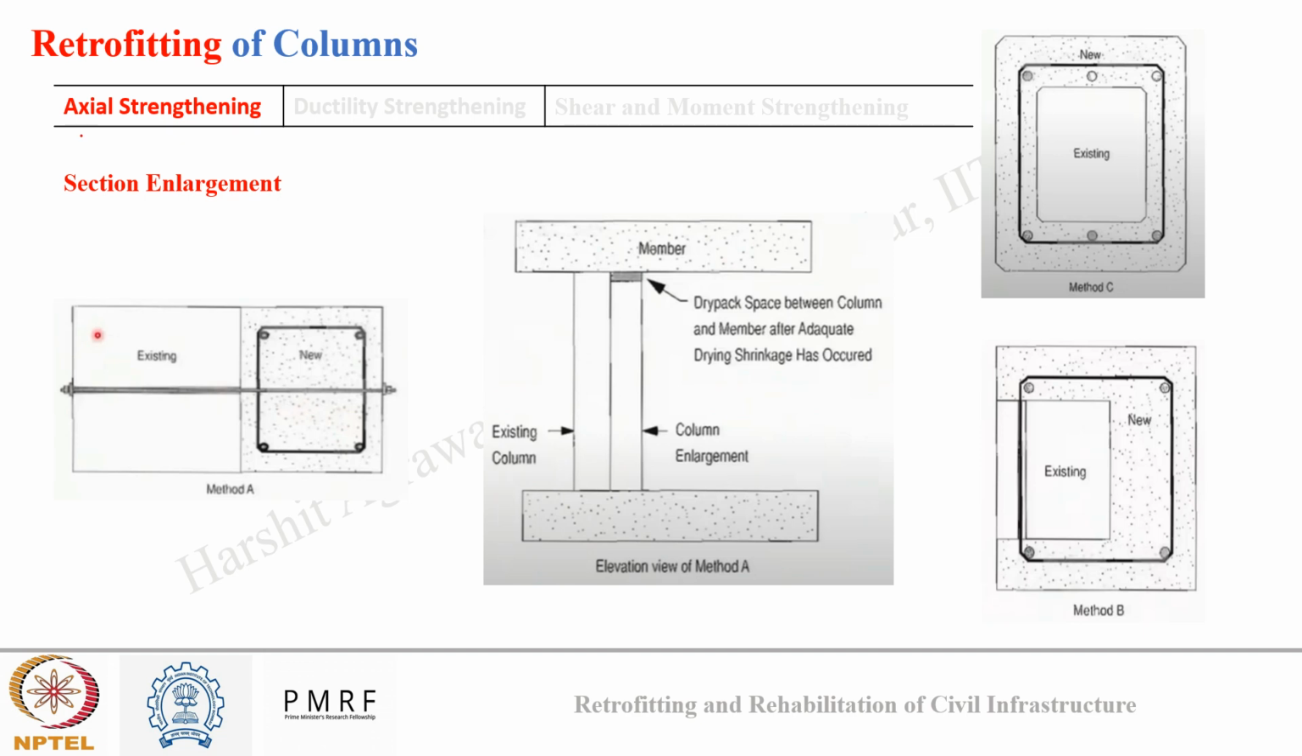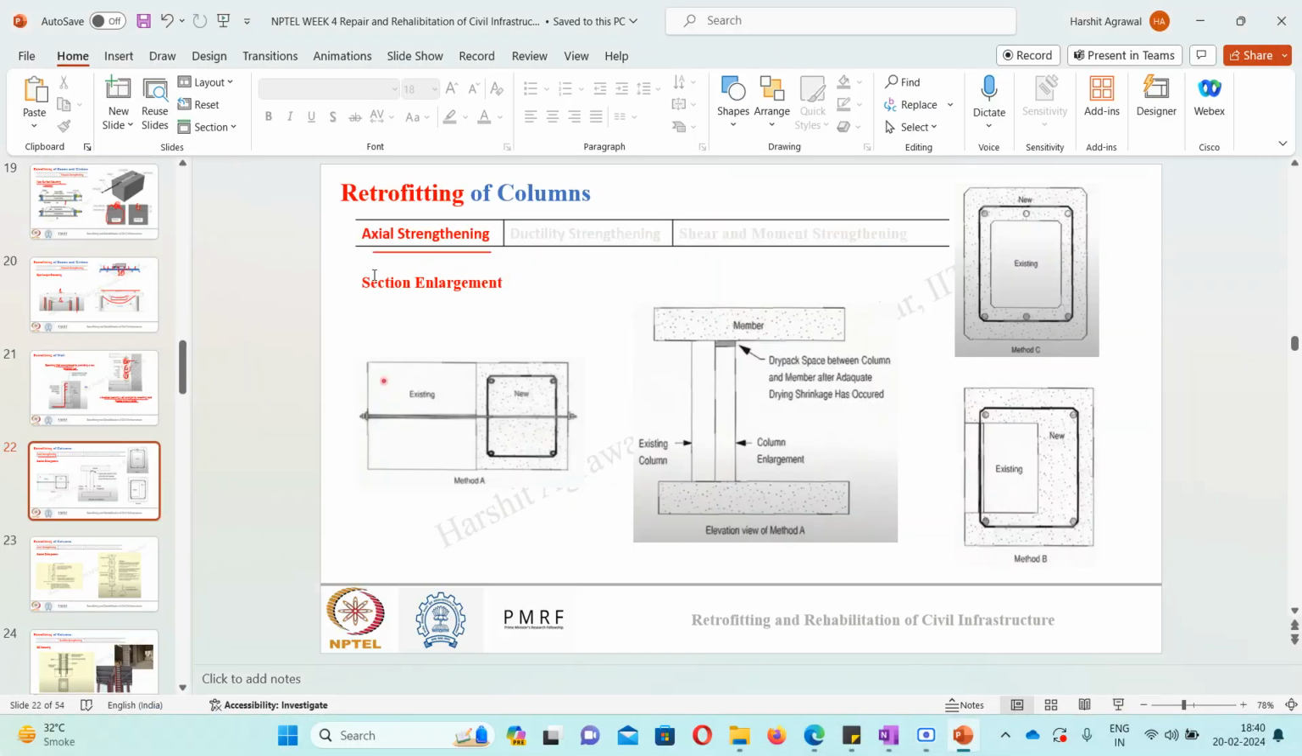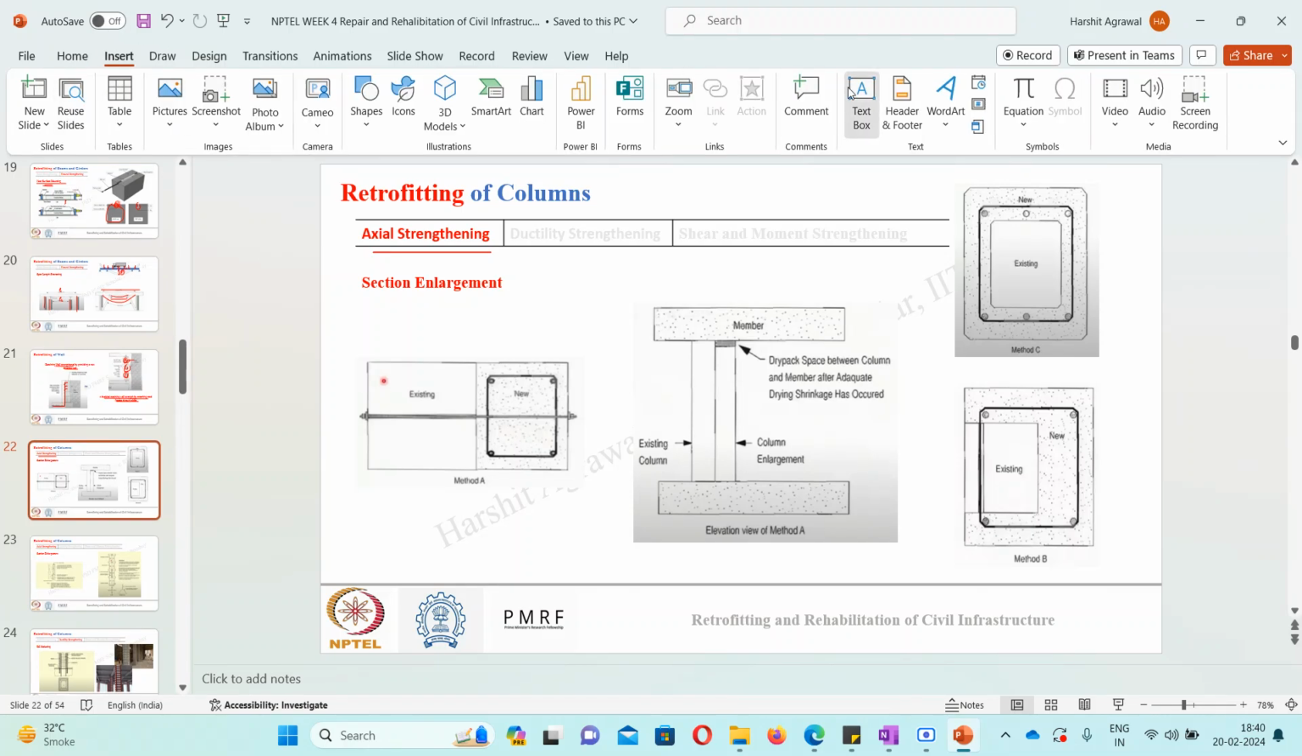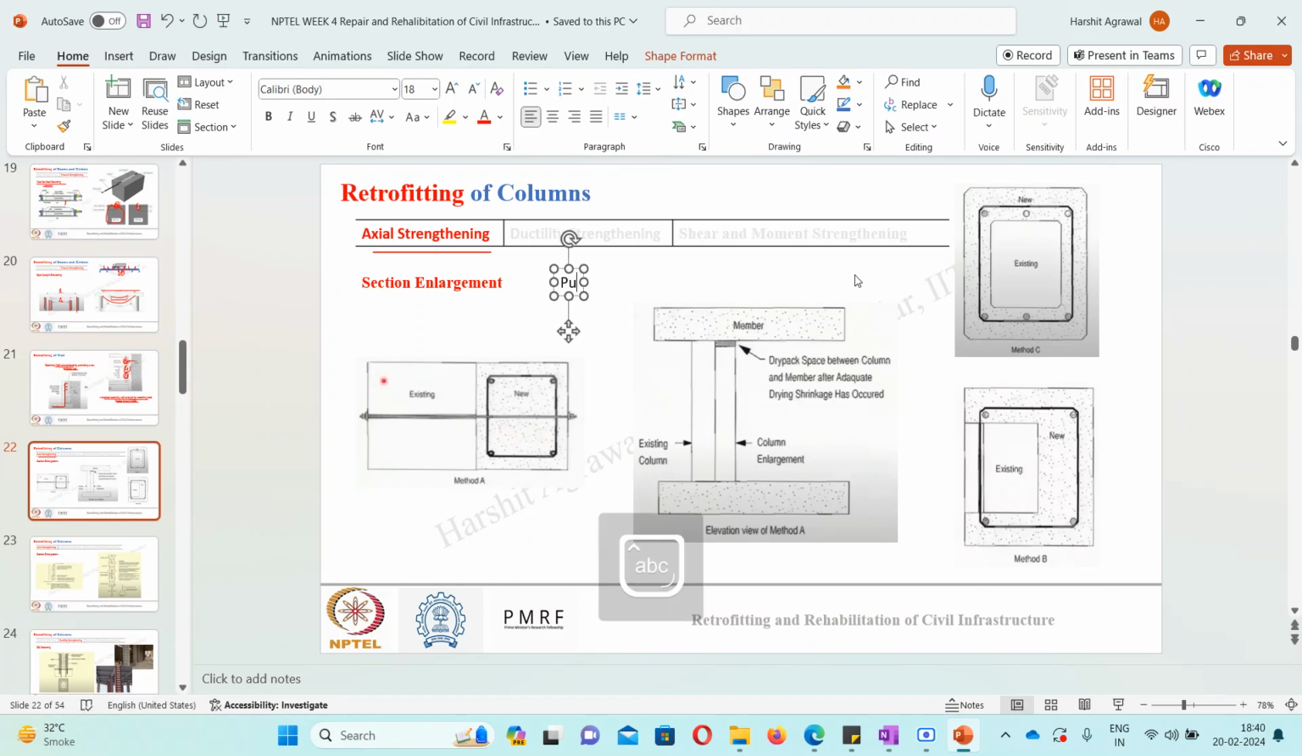First is axial strengthening. Axial strengthening is nothing but the ability to resist a higher amount of axial load. If we recall IS 456 design of columns, the axial strength of column is given by, I will write that equation once. My axial strength of column, PU, is equal to 0.4 fck Ac plus 0.67 fy Asc. Here Ac is my area of concrete, Asc my area of steel under compression.